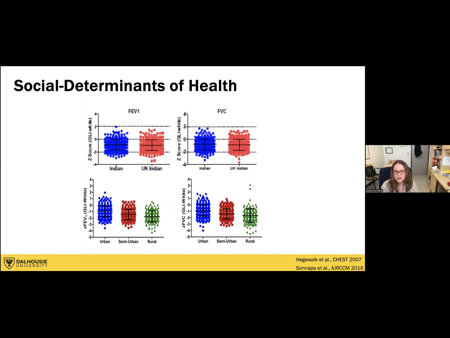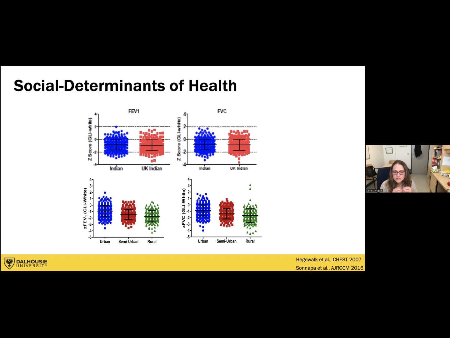And we also know that there is a strong socioeconomic gradient with lung health. So this is data from Samsonapa in India. What she looked at is the Indian subcontinent and children that were born there. And she looked at children of Indian ancestry who were living in the UK. And we see that their lung function is very similar. So first, when we look at this, we might assume that these are real ethnic or biological differences, because two children living in the UK and India, we would expect them to have different lung function.